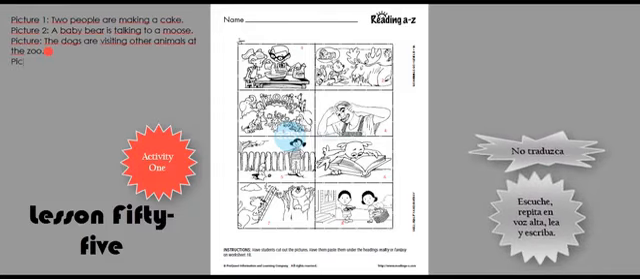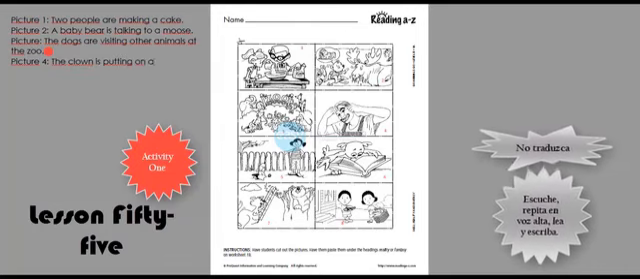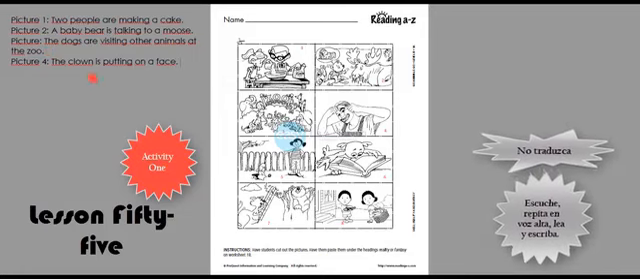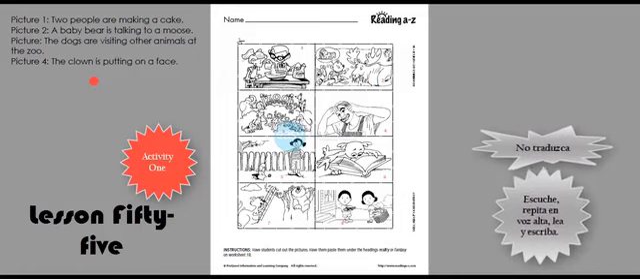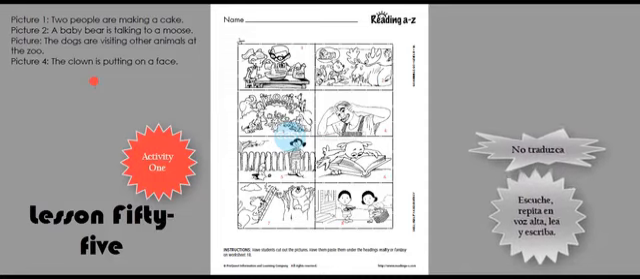Picture 4. The clown is putting on a face. Do you put on a face? Do you talk with animals? Do you go to the zoo? Do you make cakes?